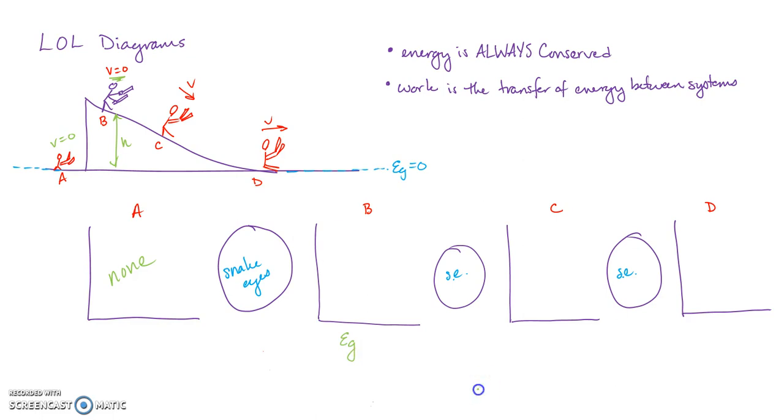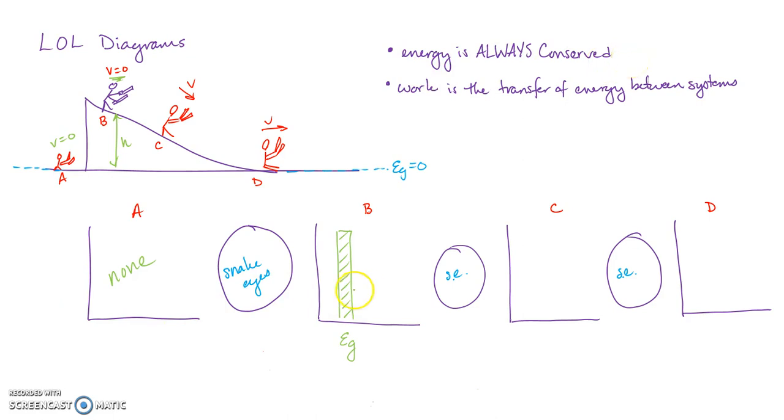And that's all he's got. So here we say, I have all this gravitational potential energy. Again, this is a conceptual bar graph. And they're like, well, okay, energy is always conserved. Well, I went from none to something. How did Snake Eyes break the law that energy is always conserved?